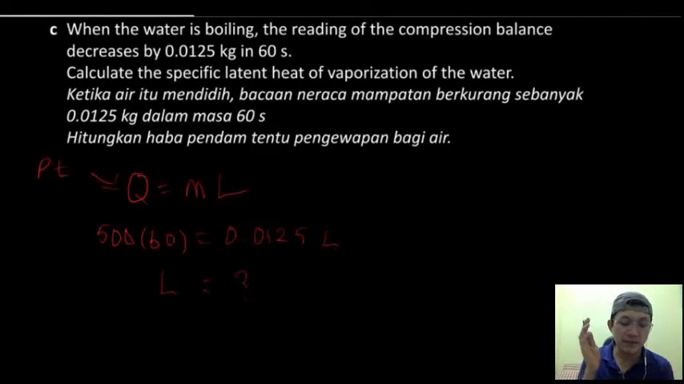Alright. 500 times 60, which is equals to 30,000 divided by 0.0125. I would think it is roughly 240,000 or 2.4 million. Something there, okay? Okay. I would love to see some response first before I continue.